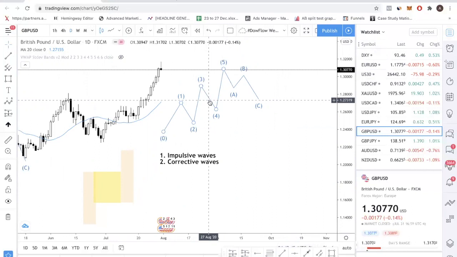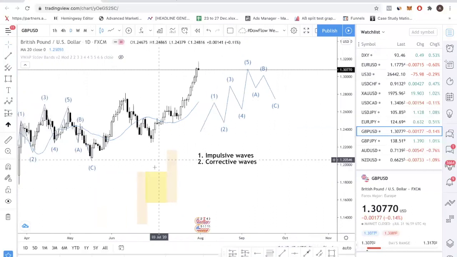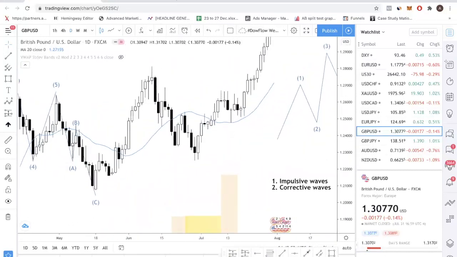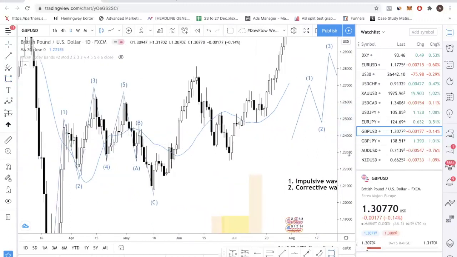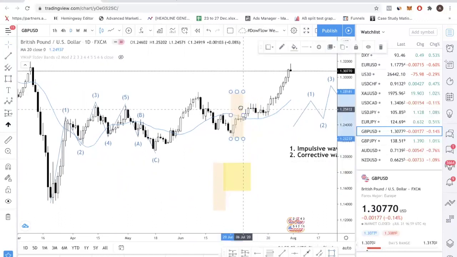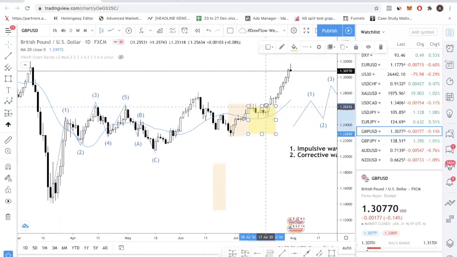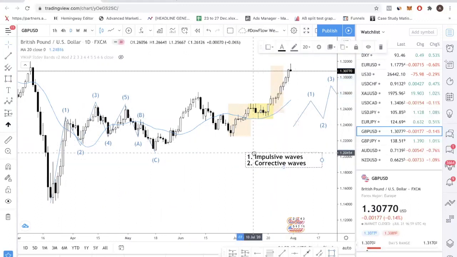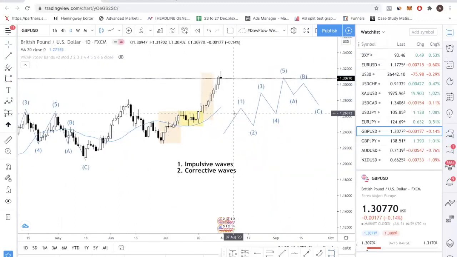The way I like to use Elliott waves is for trade direction. Meaning that if I see an impulsive set of candles, let me just color code it so you can see it clearly, let's say this is impulsive, and I see a corrective structure after that, here, then I can reasonably conclude that the next move is going to be an impulsive structure. And this is what happened over here.